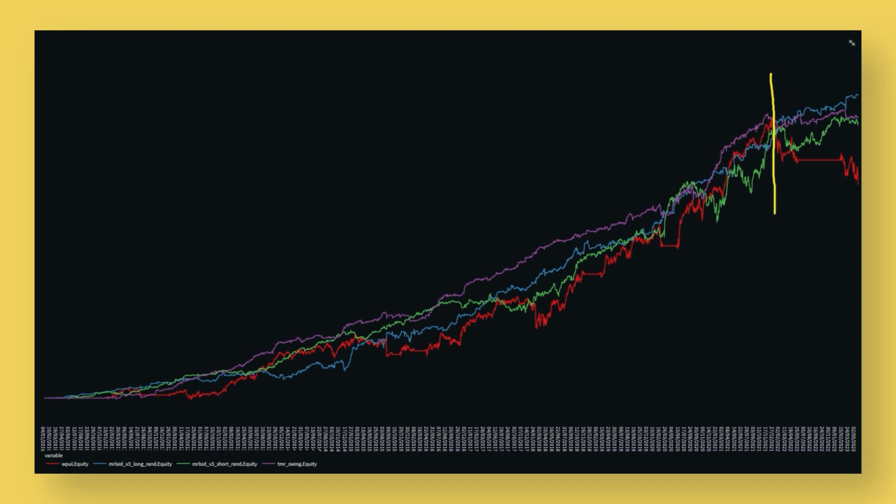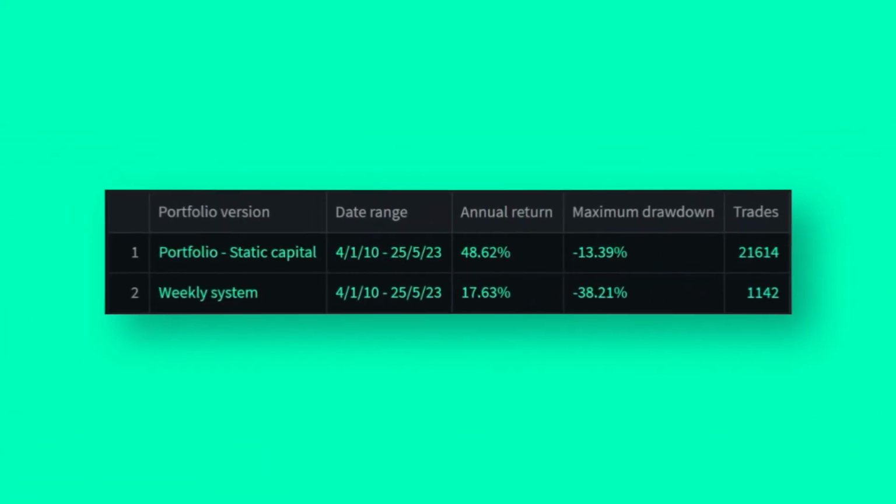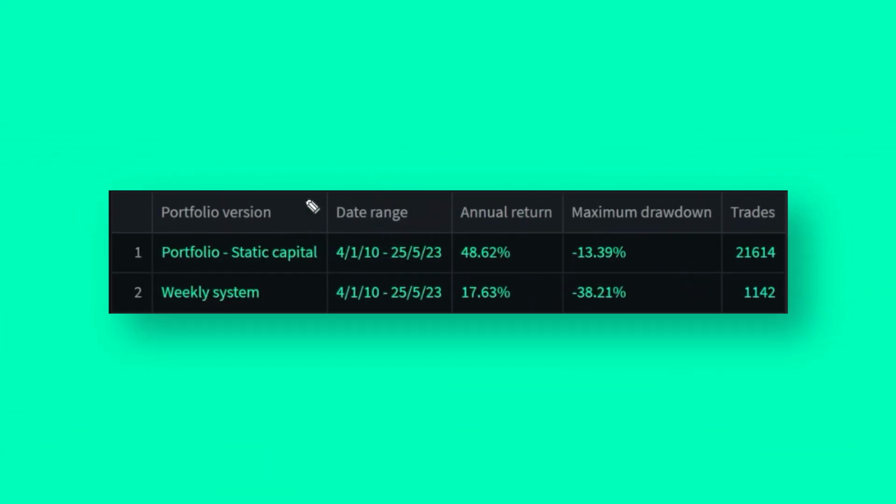Starting from 2022, we can see that while the first system has done very poorly, the other 3 systems manage to hedge it slightly. Performance of this 4-system portfolio is as follows: 48% average annual return, while the drawdown is now at 13% as opposed to the original 38% of a single system.